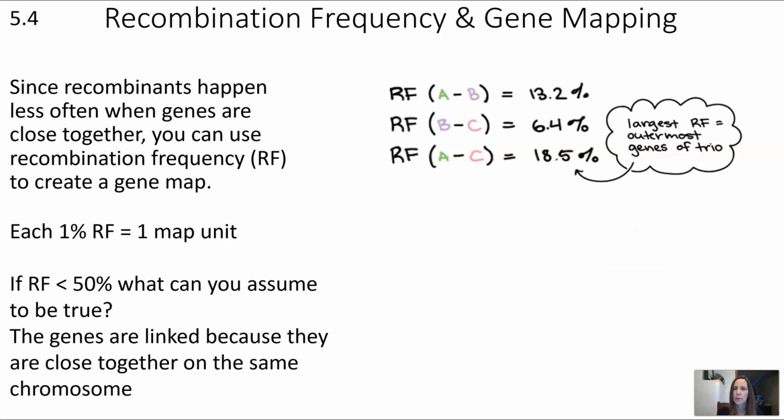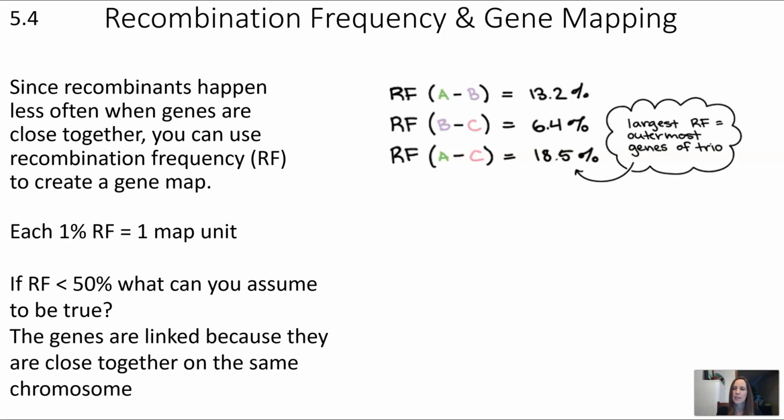If recombination frequency is under 50%, that's because the genes are linked, and that tells us that they are close together on the same chromosome. So in this case, we are looking at genes A, B, and C. Because the recombination frequency between all of them is under 50%, that means all of them are going to be on the same chromosome and relatively close together. We can then make a map based on these numbers.